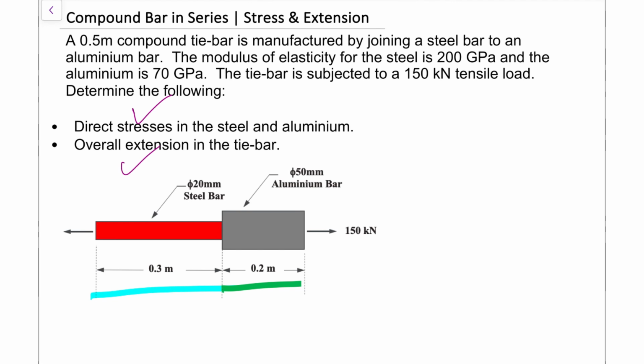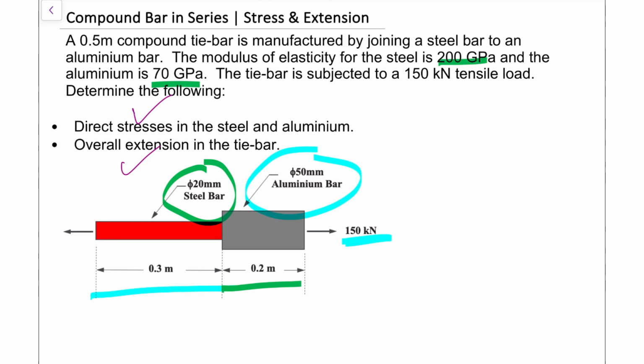Now, we have some valuable metrics to work with. We have a tensile force of 150 kilonewtons. We also know that the shapes are circular, so that's 50 mil for the aluminum bar, and 20 mil for the steel bar. Other important metrics are the moduli of elasticity: for the steel, 200 gigapascals, and 70 gigapascals for the aluminum. That's more than enough for us to do this calculation.